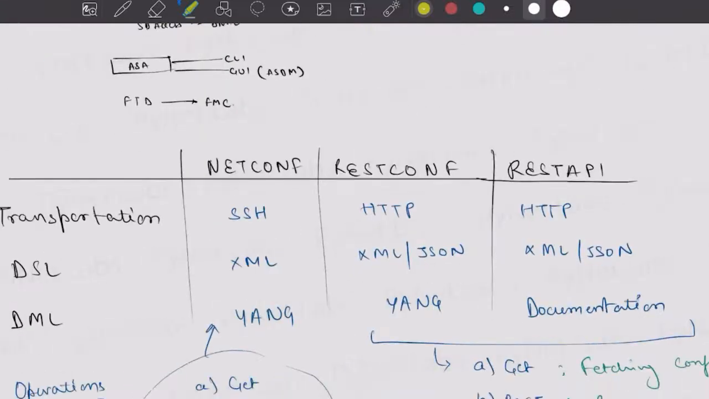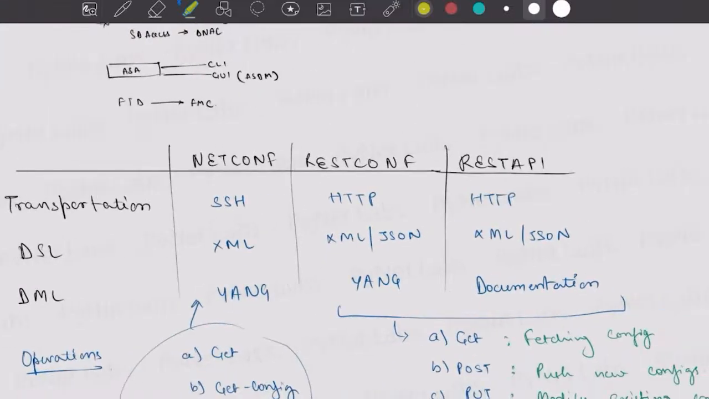Then when we compare all three protocols together, NETCONF, RESTCONF, and REST API, we see that transportation in the case of NETCONF is done with the help of SSH, and in the case of RESTCONF and REST API, it is done with the help of HTTP. The data structuring language supported by NETCONF is only XML. But RESTCONF and REST API support both XML as well as JSON.